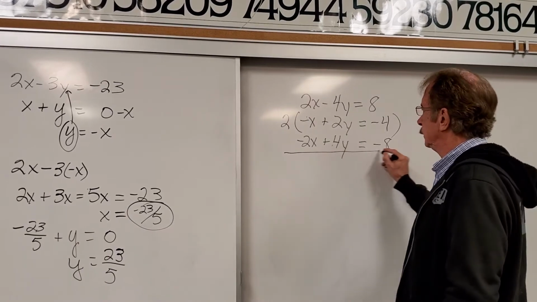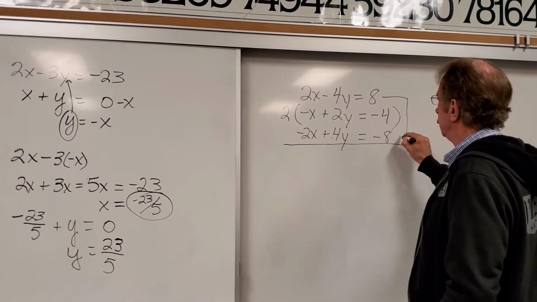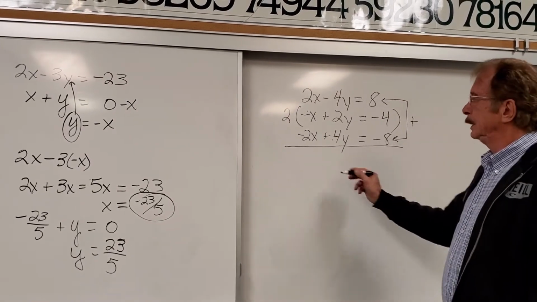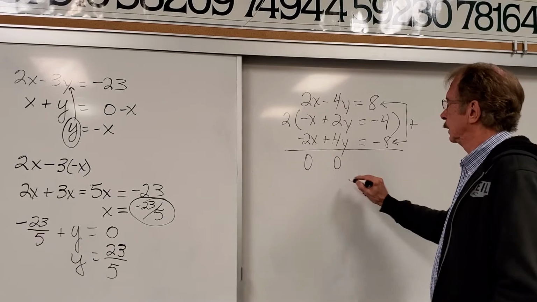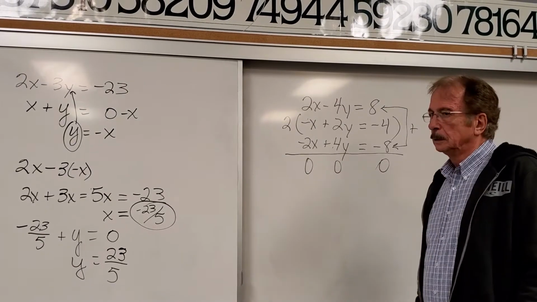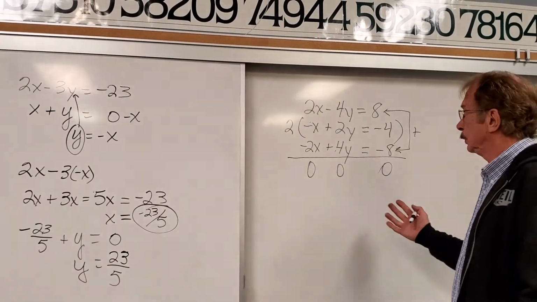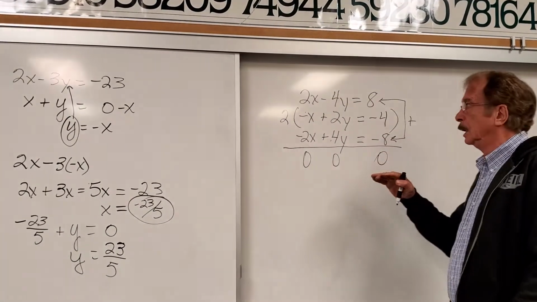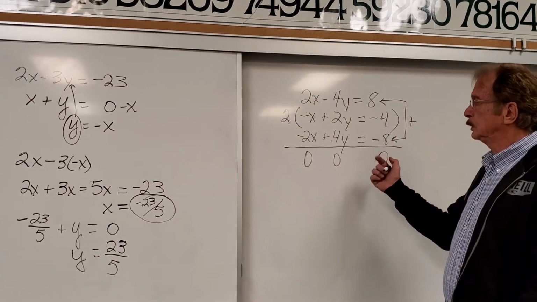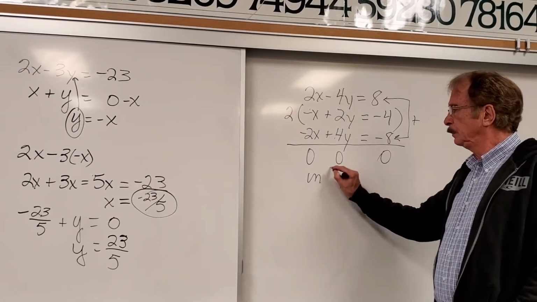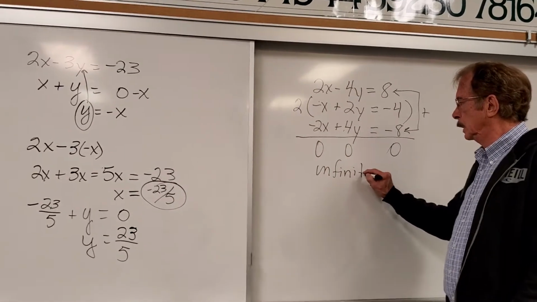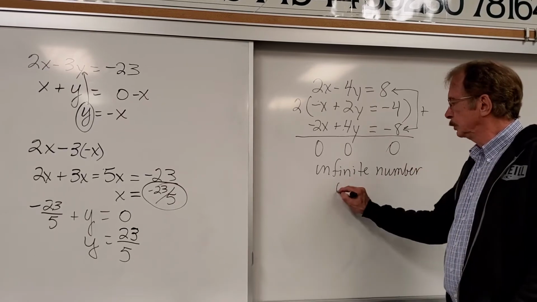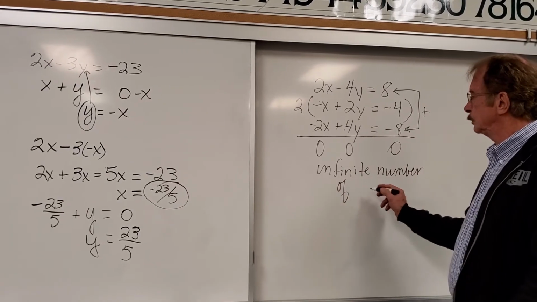So if I draw an addition line here and I add these two equations together, then you see I get 0, 0, and 0. Well, what does that tell you? It tells you simply that there's not two equations here. There's only one equation, and because there's only one equation, there's an infinite number of solutions. I don't have a two-system pair.